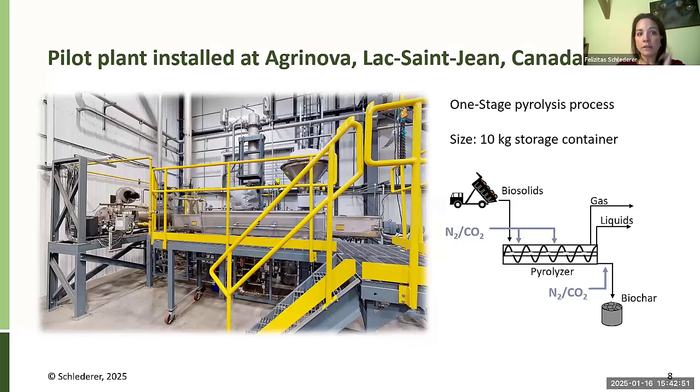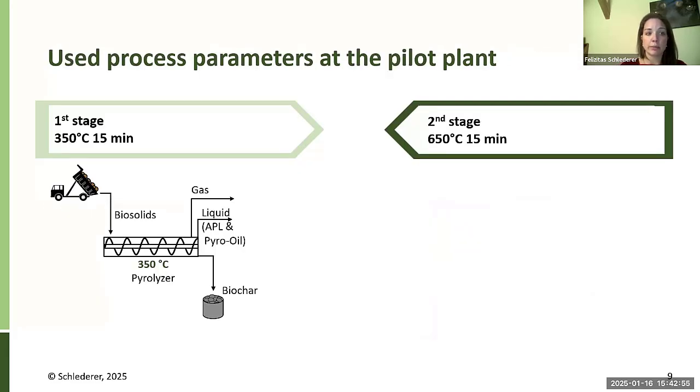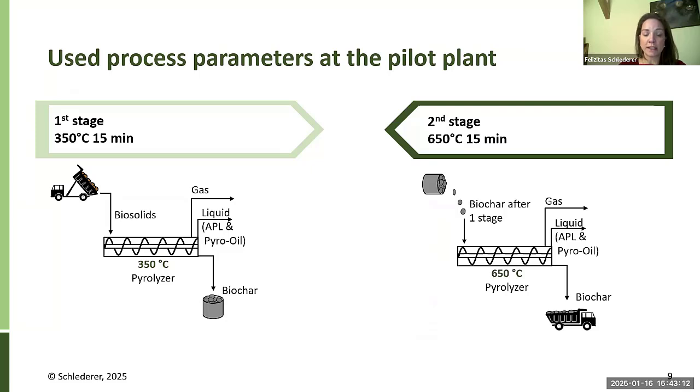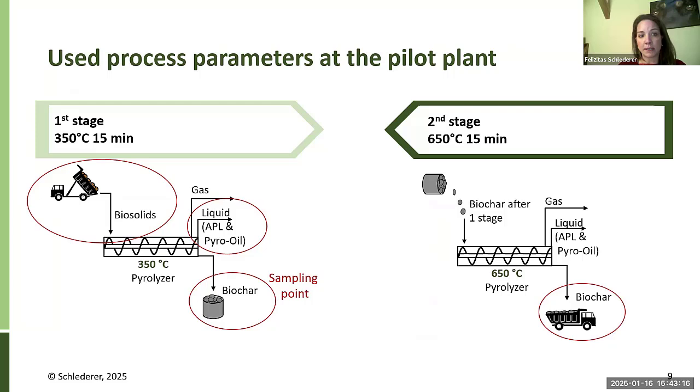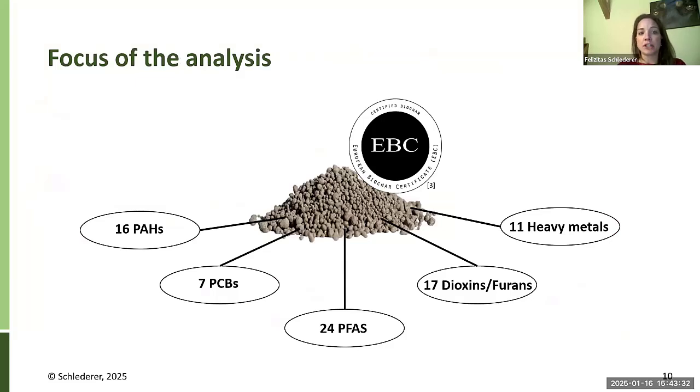What kind of process parameters did I use? I tried to simulate a two-stage pyrolysis process, meaning I added biosolids at 350 degrees in the pyrolysis process, collected the biochar, and then re-added the biochar at 650 degrees and ran it again for 15 minutes. As samples, I collected biosolids to see what kind of micropollutants I have inside, collected the biochar at 350 and 650, and both liquid fractions. What micropollutants did I consider? I took the European biochar certificate as an orientation. In my analysis, I added polyaromatic components, PCBs, dioxins, furans, heavy metals, and based on the recent topic, PFAS also.